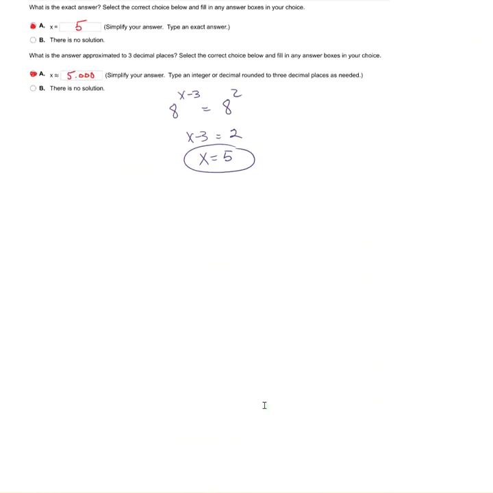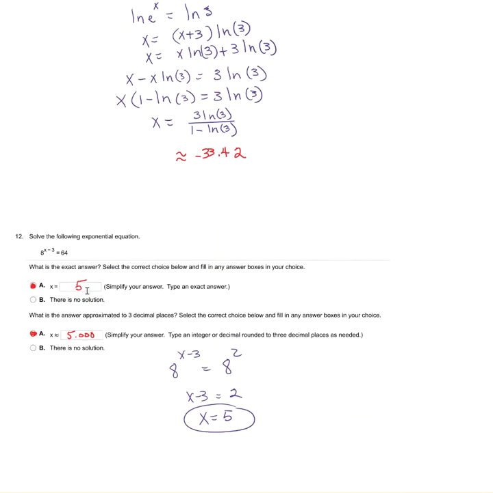Okay, number 12 should be our last one. 8 to the x minus 3 equals 64. This one's much easier. 64 could be a power of 8, 8 squared. When you get the bases the same, then you can just set the exponents equal. X minus 3 equals 2, so x equals 5.